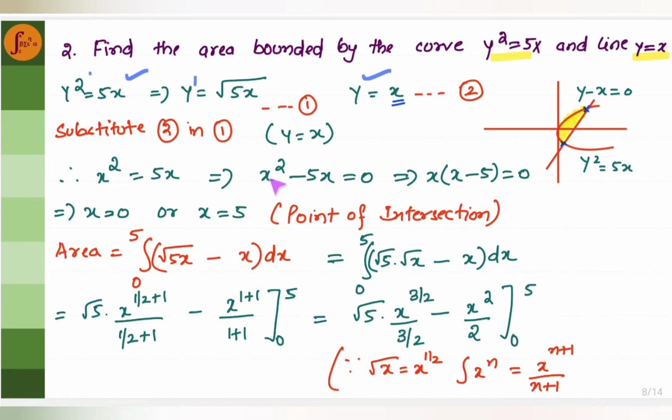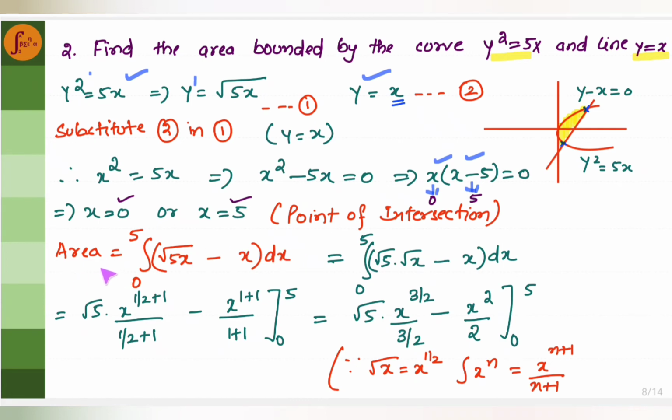Now we'll resolve this. x square minus 5x is 0, or you'll take x as common. When you take x as common, you're going to get x into x minus 5 is equal to 0. This means x is equal to 0 and x is equal to 5. So we've got two values of x, right? So this is the lower limit and this is the higher limit. So step 2 is also completed.